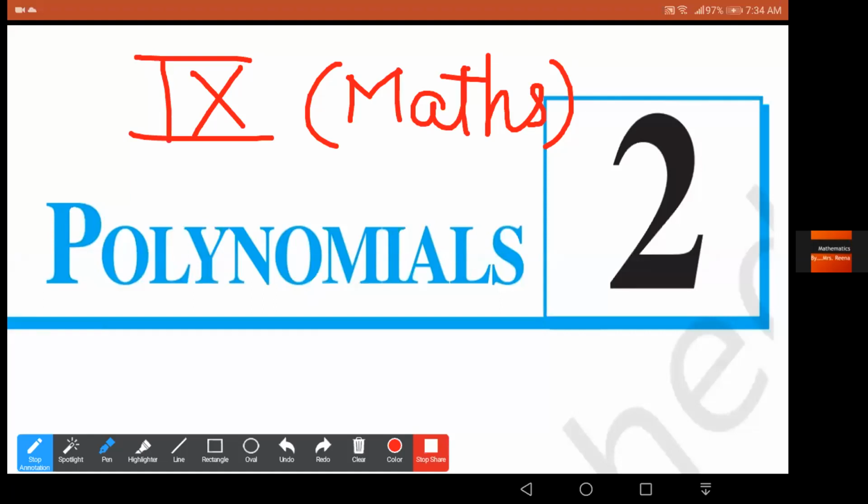So today we will do class 9th math chapter 2 polynomial. We have already done exercise 2.1 and 2.2. So today we will do exercise 2.3. So let us check what is given in that exercise. In this exercise, we have to find out remainder. Okay, let us check what is given here.